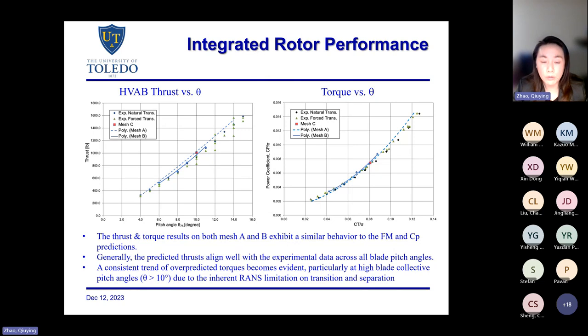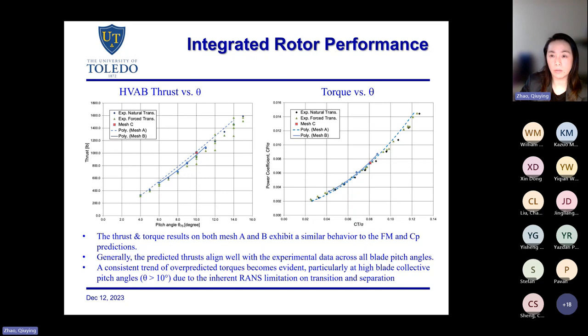And then we do see the over-predicted torque at very high collective angles. So this is for collective angles bigger than 10 degrees, and that's due to the inherent limitation of the RANS solver in predicting the transition and the separation phenomena.